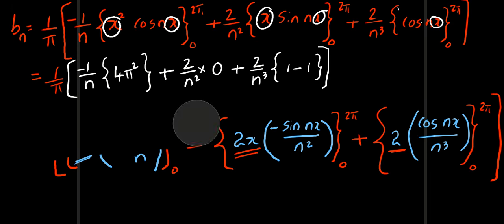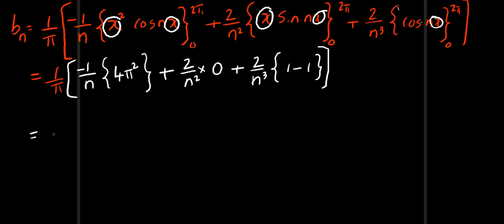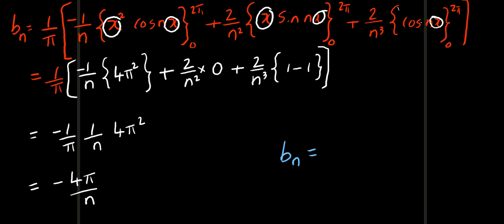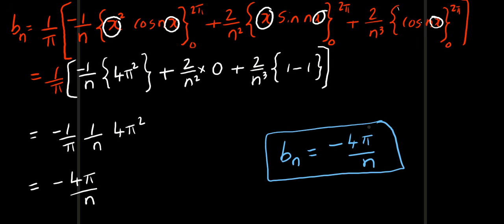Now let's erase this. Now we have to simplify. Minus 1 by pi, 1 by n, and 4 pi square, and that gives us minus 4 pi by n. Okay, so note this value, bn equal to minus 4 pi by n. Please put it in a box. Okay, that's it, my friends. It was a little bit lengthy, but I didn't skip any step so that you understand clearly.